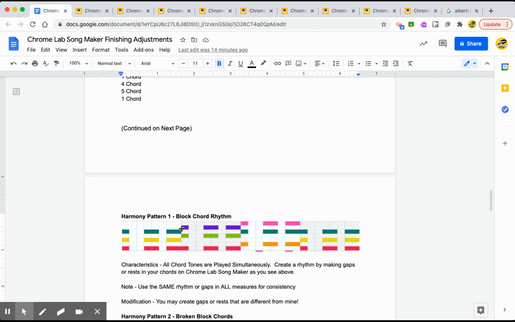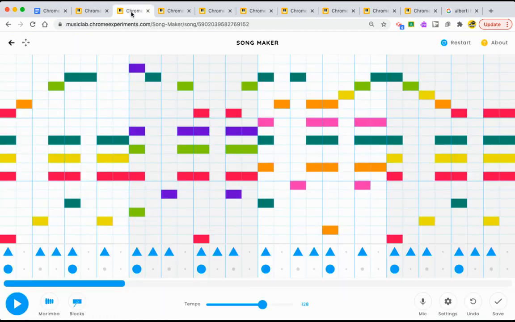So what you can see is I have the first block filled in, and then I have a gap in blocks 2 and 3. I have blocks 4 and 5 filled in. I have a gap or rest in block 6, and then I filled in 7 and 8. And I did this for all of the harmony chords all the way across. I kept the same rhythm, and I want you to do this as well. You can use the rhythm that I have here, or you could potentially create your own as I suggest in the modification. This is what the block chord accompaniment is going to sound like.